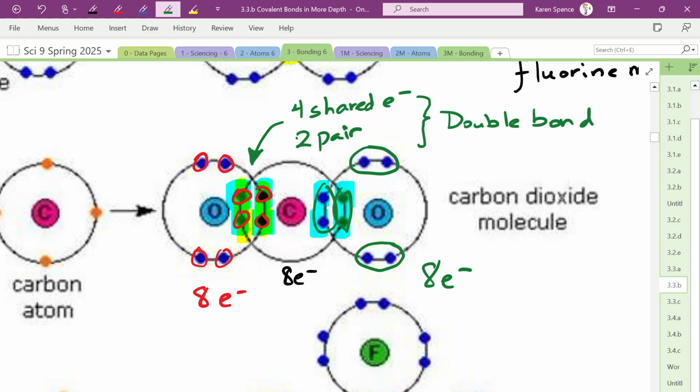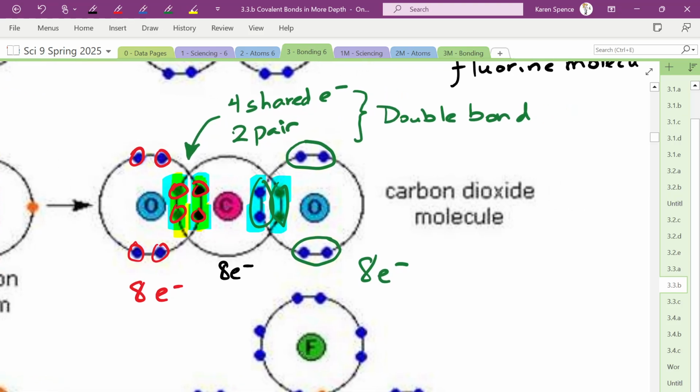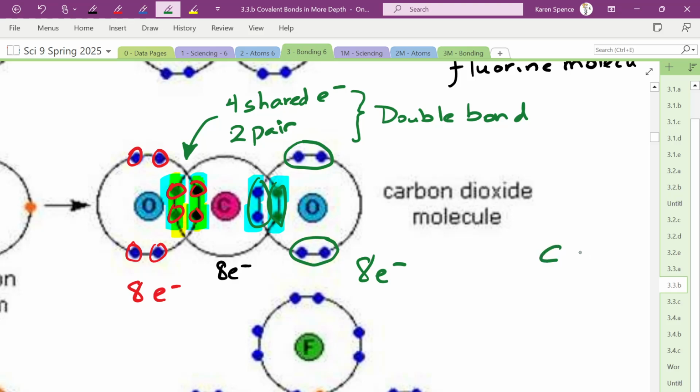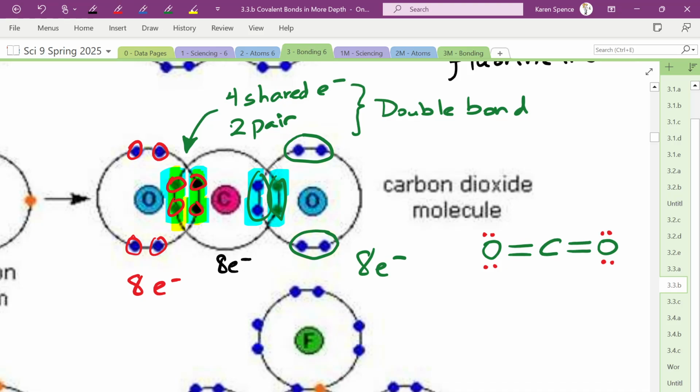So if we were to draw this molecule, we would put carbon in the middle, 2 lines here attached to oxygen, and 2 lines here attached to oxygen. And when you get into grade 10, you'll learn that you also want to draw in those non-bonding electrons as well. But you don't have to worry about that for this year. You can just draw the bonds in, okay?